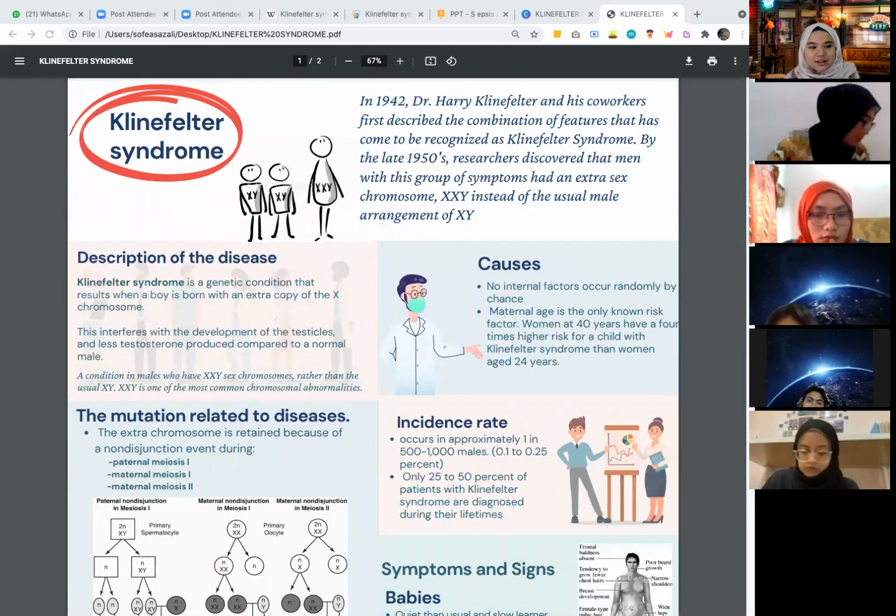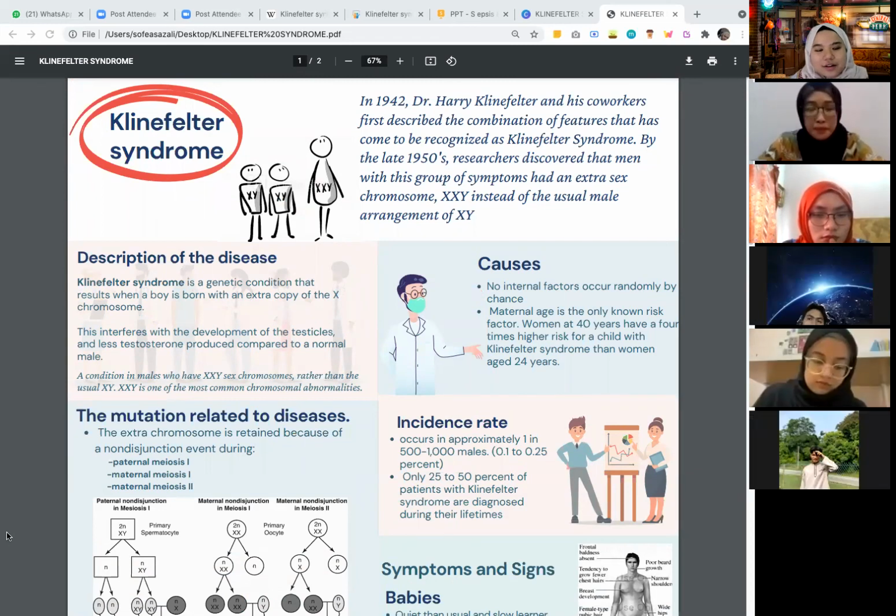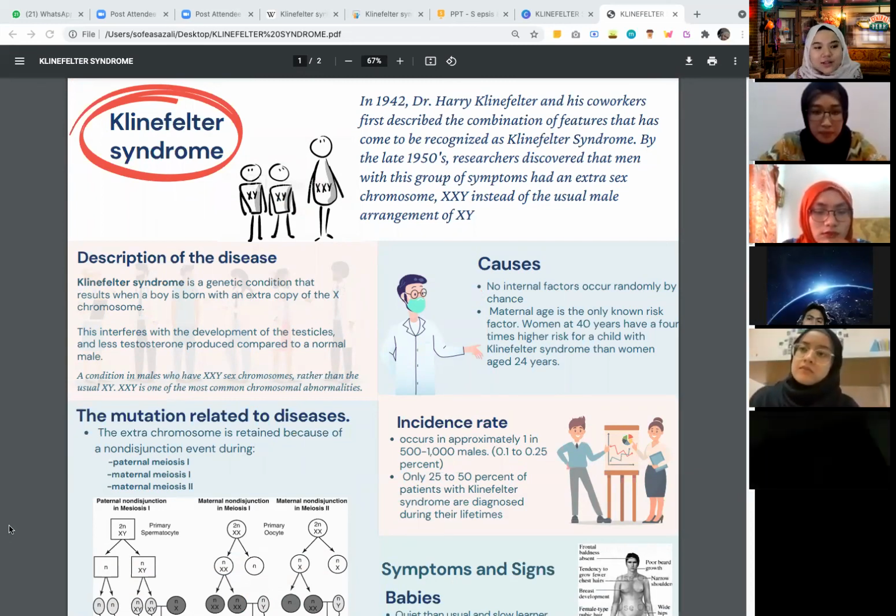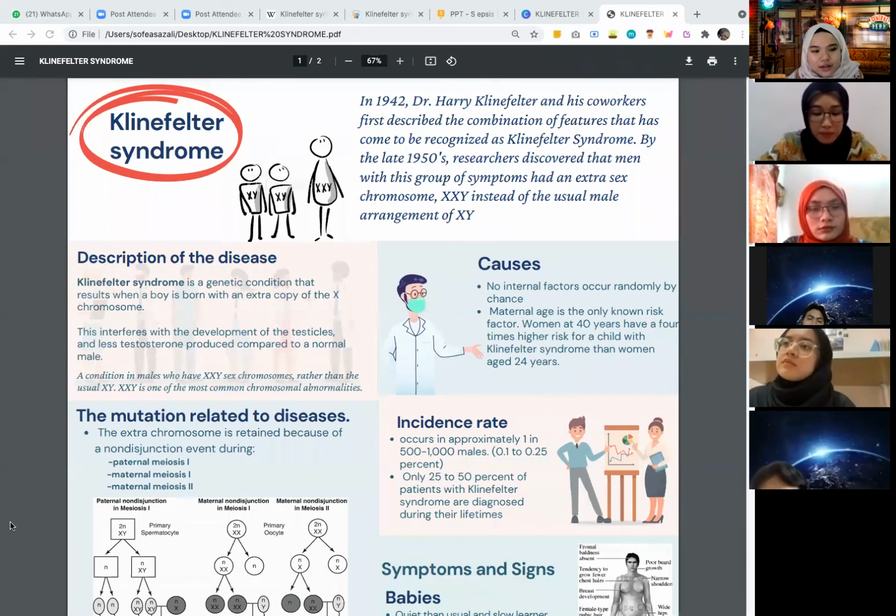In a nutshell, we have described the genetic origin of Klinefelter syndrome as well as the causes, the mutation related to the syndrome, and the symptoms of the syndrome. While no cure is known, a number of treatments such as physical therapy, speech and language therapy, and counseling and adjustment of teaching methods, like what Hafiza has just presented earlier, may help men who have this syndrome. That's all from us. Thank you.